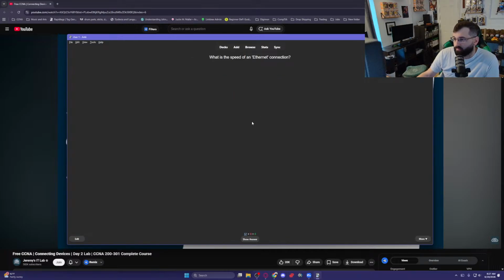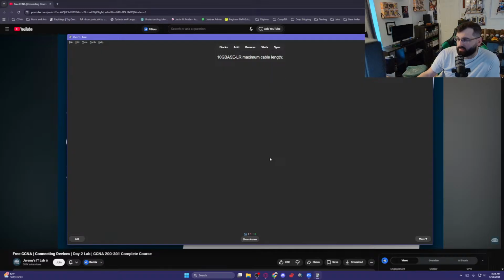Study now. What is the speed of an Ethernet connection? Well, it can be a lot of things. There are a lot of different Ethernet connections. I don't like that one, because there's a bunch of Ethernet connections. Ethernet can go up to like a gig. Actually, Ethernet can go up to 10 gigs now. We'll say it's fine. Okay, 10GBASE-LR maximum cable length.